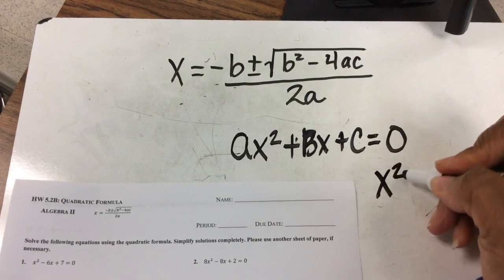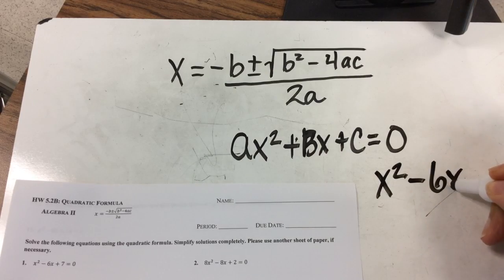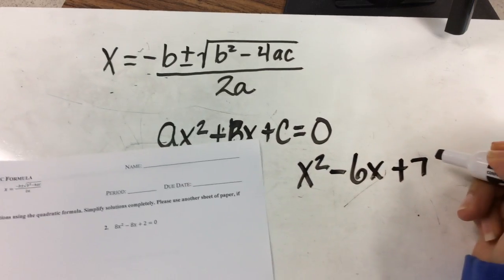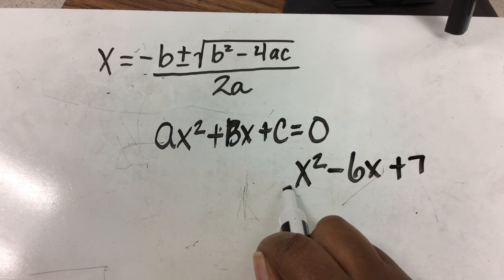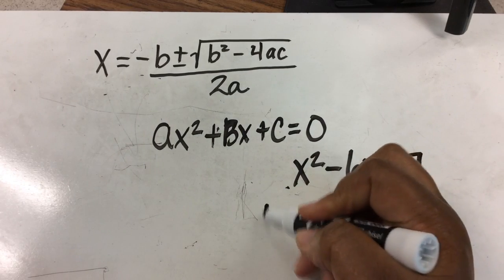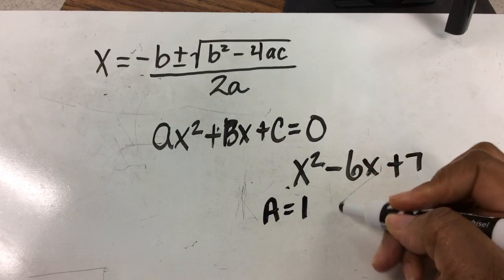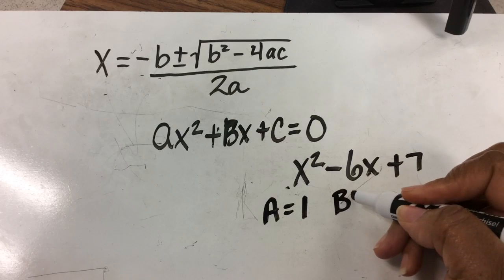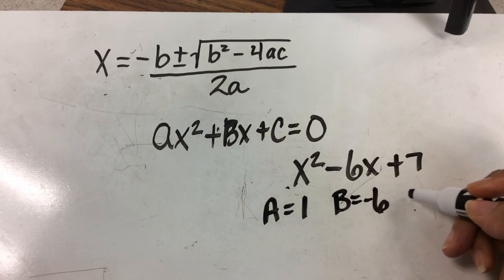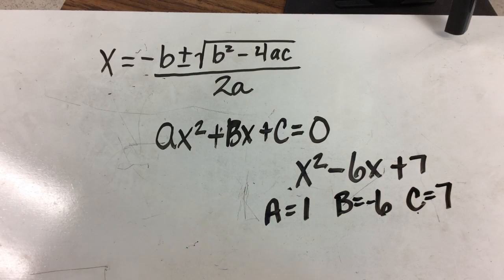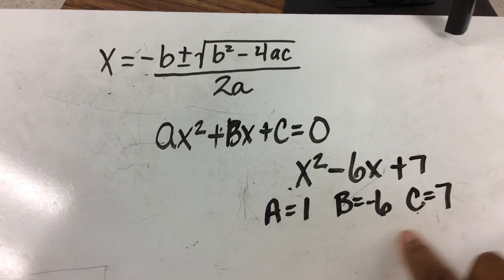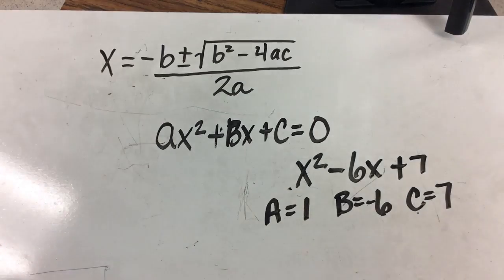So number 1 is x squared minus 6x plus 7. Our a is the coefficient of x squared, which is 1. Our b is the coefficient of x, which is negative 6. And our c is our constant, which equals 7. Now that we've identified our ABCs, pause the video and plug these numbers into the formula.